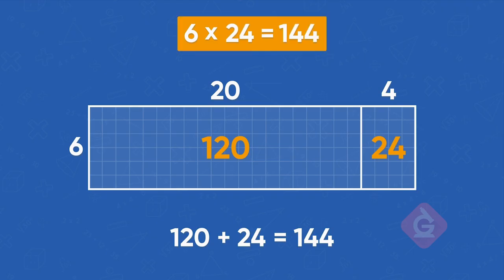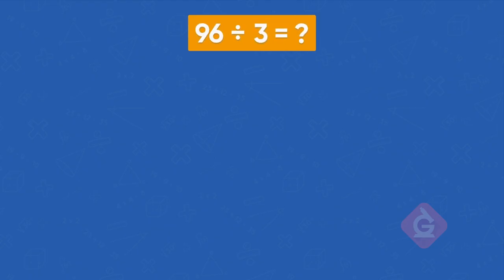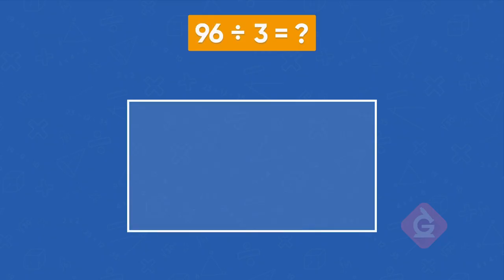Excellent. Now let's see how to use this model to solve 96 divided by 3. But that's not a multiplication problem. How do we do that? 96 divided by 3 can be shown as a rectangle with an area of 96, where one of the sides is 3 units long and the other side is an unknown length. So if we can find this unknown length, then we will know the answer to 96 divided by 3.